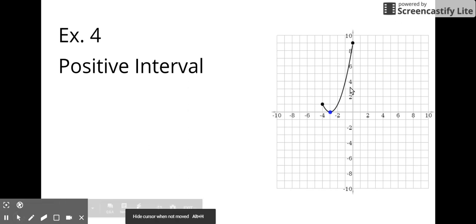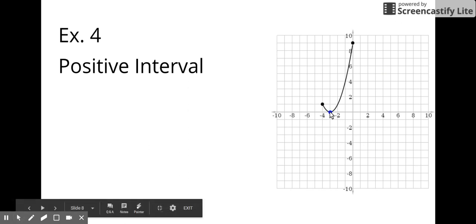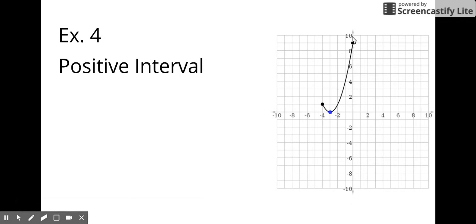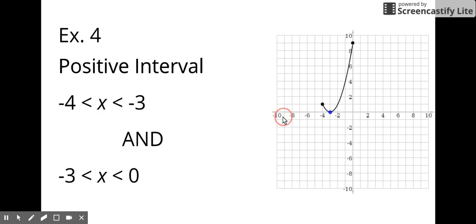All right, let's look at another example. I marked the x-intercept in blue, and so at this x-intercept, on the left of it, we have a positive piece, and on the right of it, we have a positive piece. So in this case, we have two positive intervals, from -4 to -3, and then from -3 to 0. Notice that we don't include the -3 because that's where your y value is 0, and we can't do that. However, we don't have a negative interval, and that's okay too.